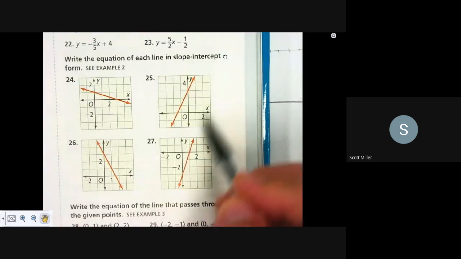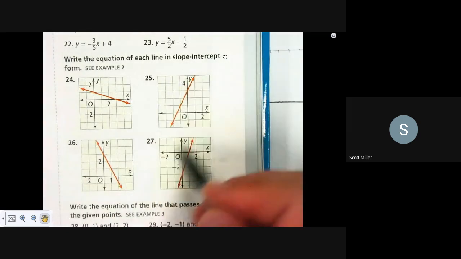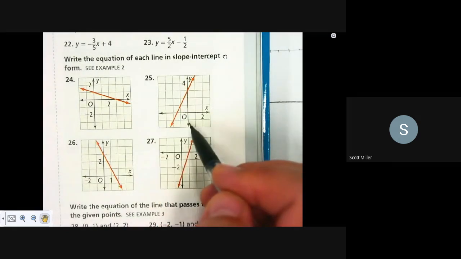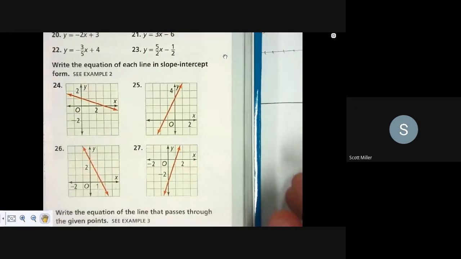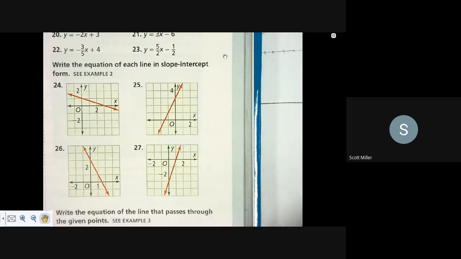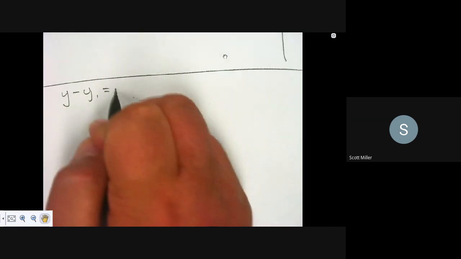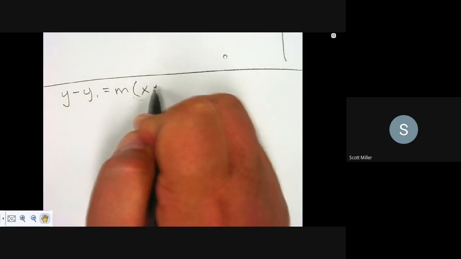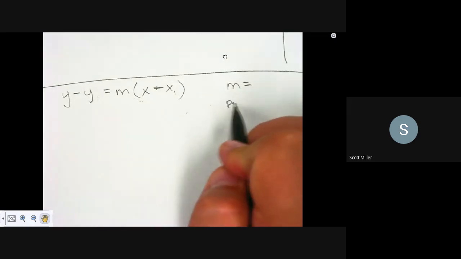Well, the slope-intercept form comes later. There's one way to write the equation of a line, okay? And we're going to talk about that right now. To write the equation of a line, you need a point and you need a slope. This is what you need to remember. You need a point, you need a slope, and you use the point-slope formula. The point-slope formula is this one right here. Its sole purpose in existence is to write the equation of a line. You need a slope and you need a point.